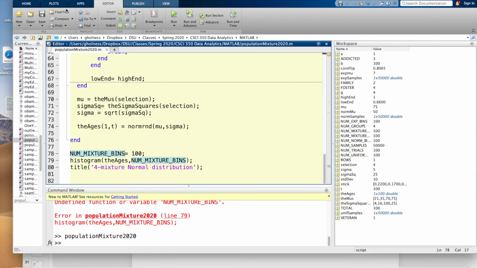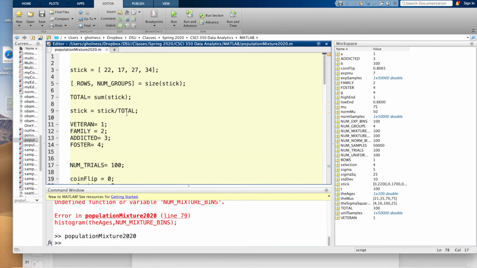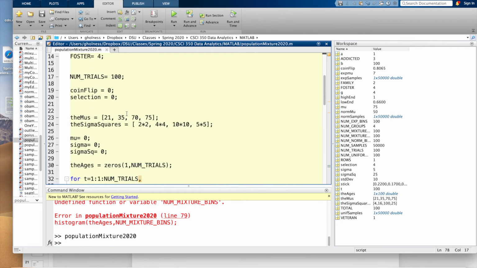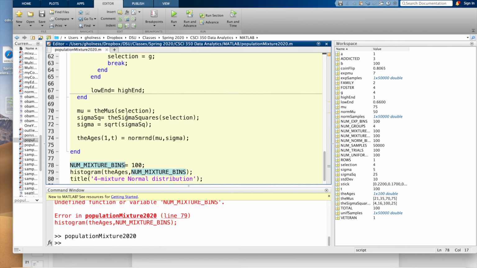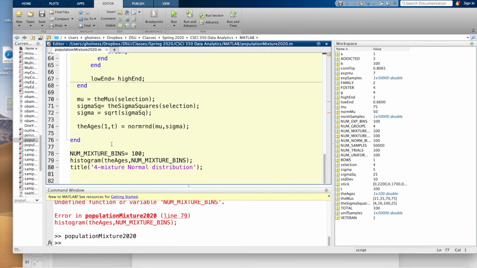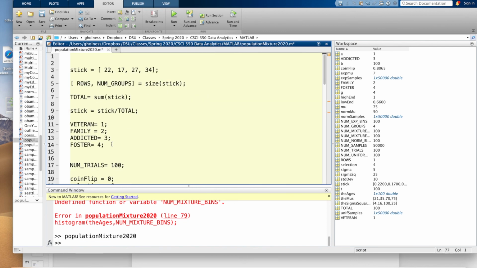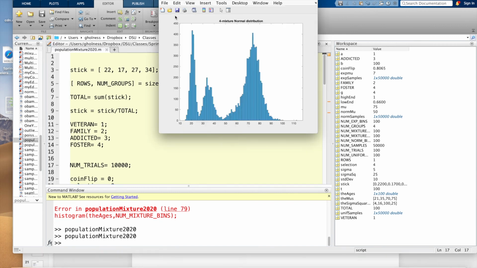So let's try to increase the number of samples, right? So let me change num trials. Let me just change num trials down here because I don't want to have to scroll up and down all the time. No, actually, that's not going to work. I have to do it up before I do the sampling. Let's say num trials is 10,000, right? So we went from 100 to 10,000, two orders of magnitude, and let's now rerun this and see what happens.